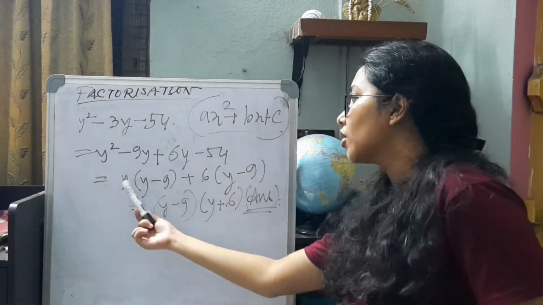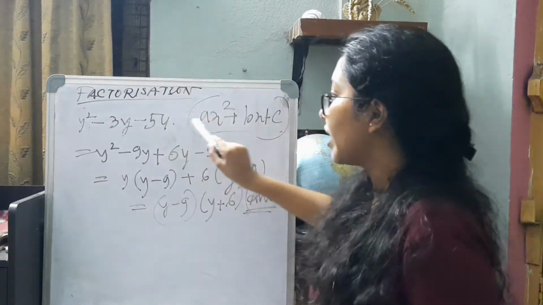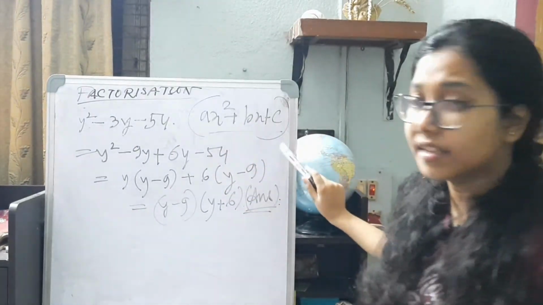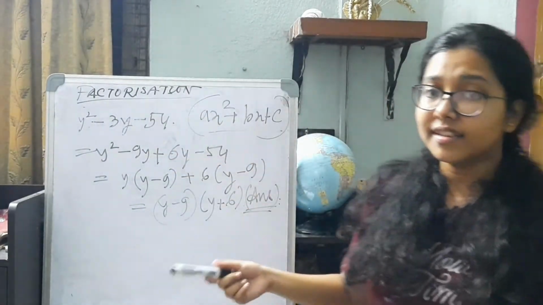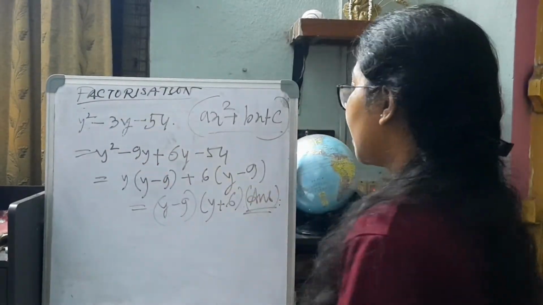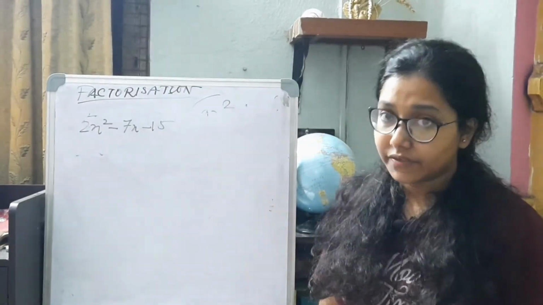Now you have to take the common out of them. The main thing when you are factorizing the ax square plus bx plus c form is to understand that you have to consider the factors including the sign and express it in this form. Okay. The next question is 2x square minus 7x minus 15.